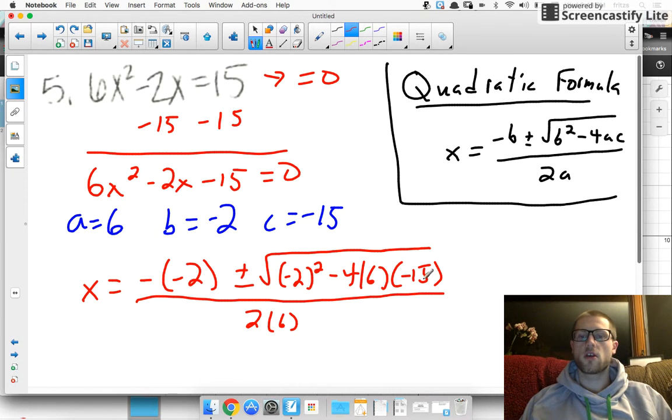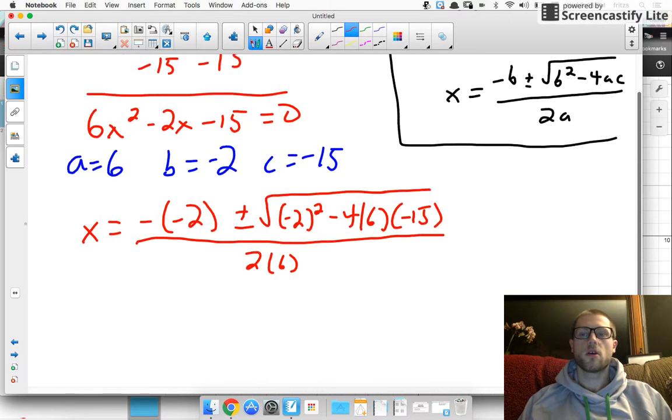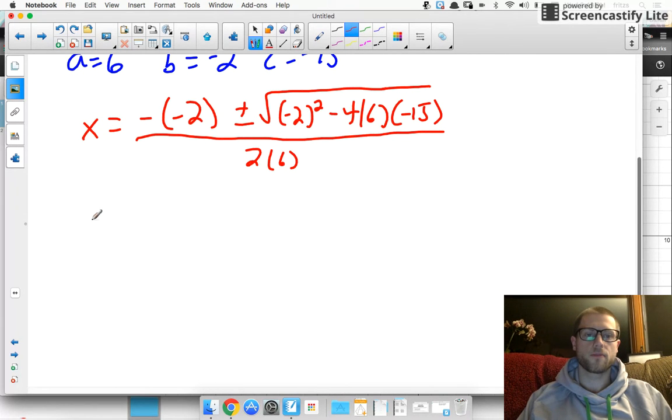Also over here, I use parentheses when I'm plugging in the C and the A. It's clear that we're multiplying all these things and that we're going to have a negative times a negative. So that's going to give me a positive. I'm a really big fan of using those parentheses to save us from dropping any negatives, any simple mistakes like that.